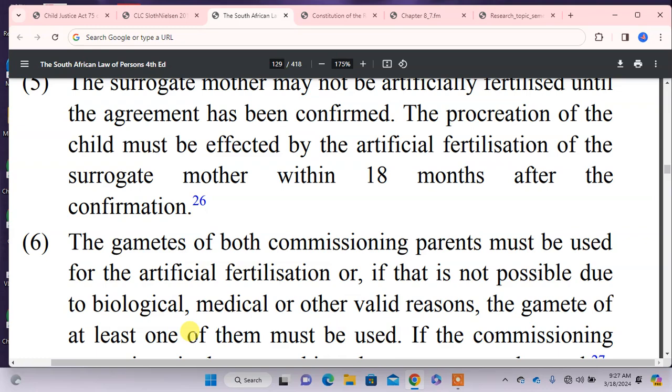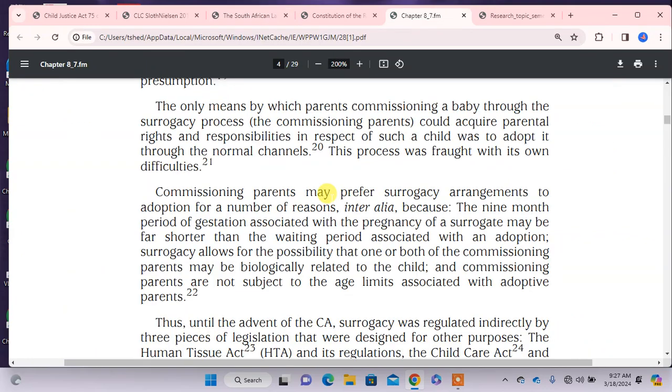Another valid point: the only means by which parents commissioning a baby through the surrogacy process could acquire parental rights and responsibilities in respect of such a child was to adopt it through the normal channels. This process was fraught with its own difficulties. Commissioning parents may prefer surrogacy arrangements to adoption for a number of reasons, because the nine-month period of gestation associated with the pregnancy of a surrogate may be far shorter than the waiting period associated with an adoption.